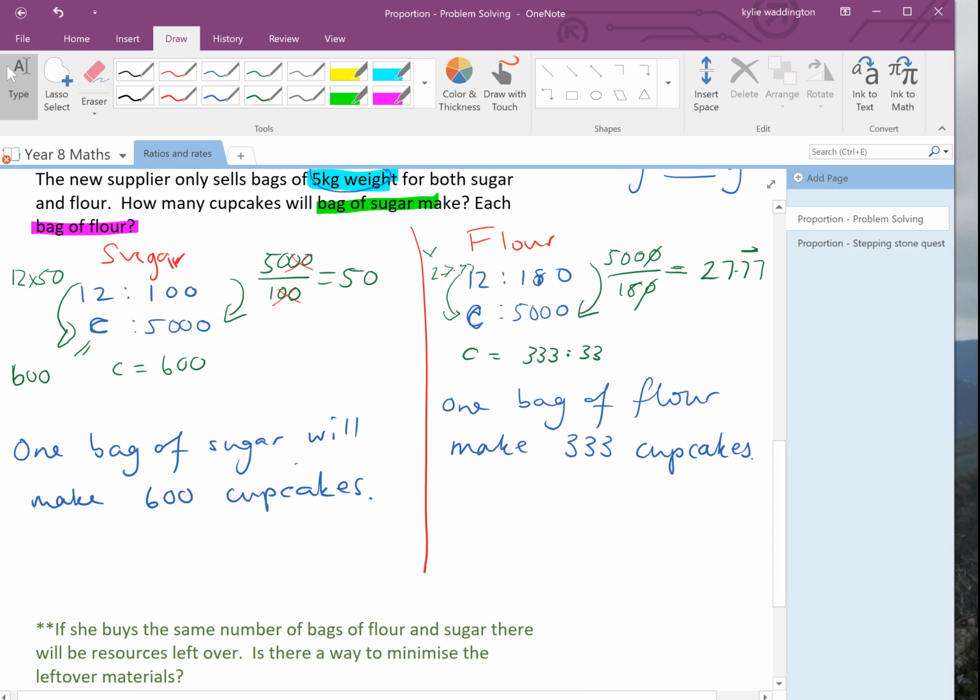The last part that we've got here, and I'm not going to solve it, is from this question: buying the same number of bags of flour and sugar wouldn't be a good idea because you're not going to have a balanced amount of ingredients left over or used as such. So if you wanted to put it as a true real world problem, what do you need to buy in order to minimize the leftover? Now I'm going to leave this one, and if you would like to solve it and show me your solutions, I'm more than happy to have a look at them.